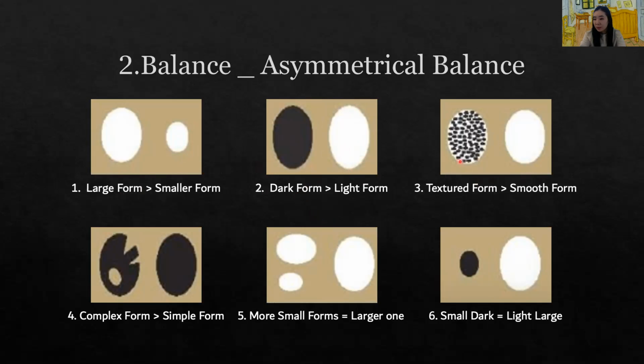And the third one, the size of the form is the same, and the brightness and lightness are the same, but the left one has texture. So the textured form is visually heavier than a smooth form of the same size.